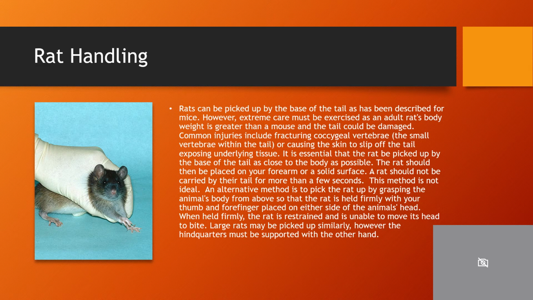An alternative method is to pick up the rat by grasping the animal's body from above so that the rat is held firmly with your thumb and forefinger placed on either side of the animal's head. When held firmly, the rat is restrained and is unable to move its head to bite. Large rats may be picked up similarly, however the hindquarters must be supported with the other hand.